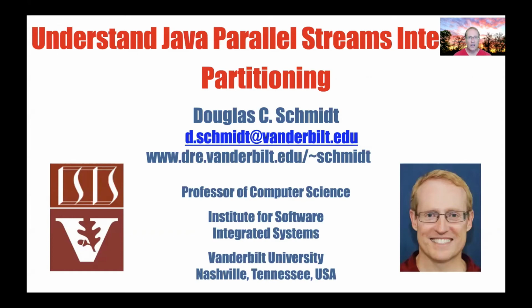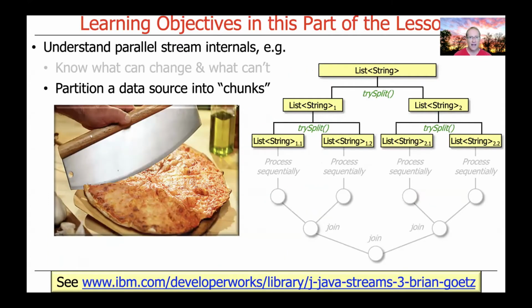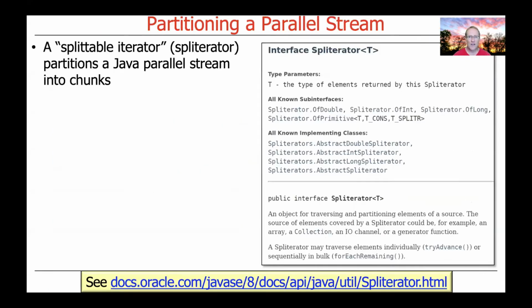We're going to continue looking at the internals of the parallel streams framework, focusing now on the partitioning phase. That's the phase, of course, that's responsible for taking the original data source and partitioning it or splitting it up into different chunks. The way that's done, of course, as we've talked about before, from the point of view of sequential streams, is by using a splitterator, which is a splittable iterator.